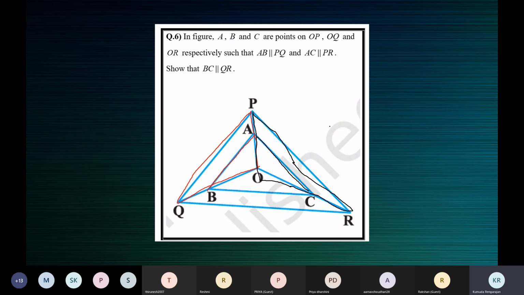I hope we all understood how to choose a triangle. Any trouble in choosing the triangle, please ask me. Let's do it again. No doubts, ma'am. Anybody else?